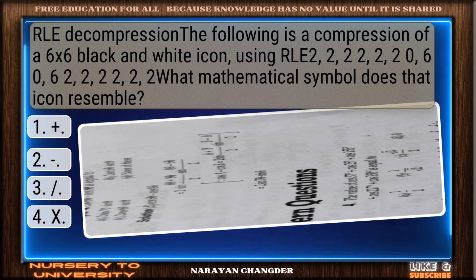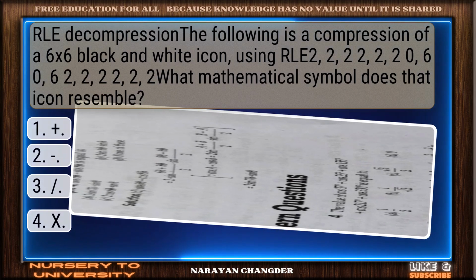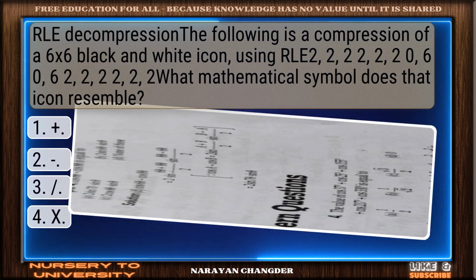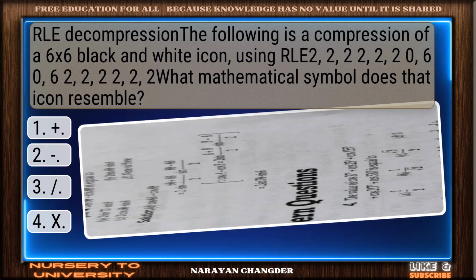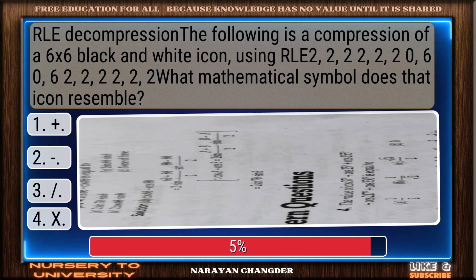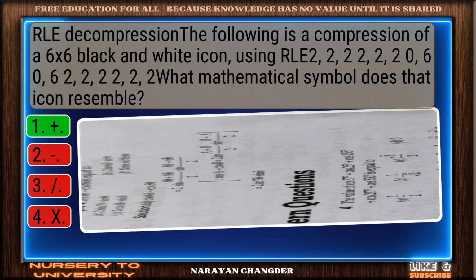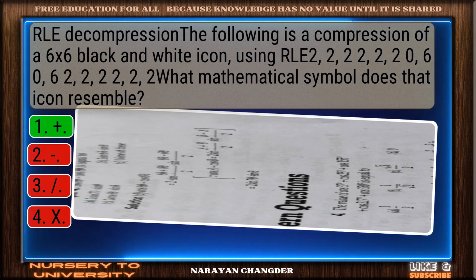Question number 2. RAW decompression. The following is a compression of a 6x6 black and white icon using RAW 2U 6U 6U. What mathematical symbol does that icon resemble? Well reasoned. Plus is the correct choice.